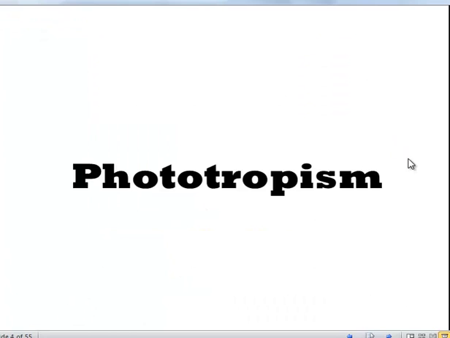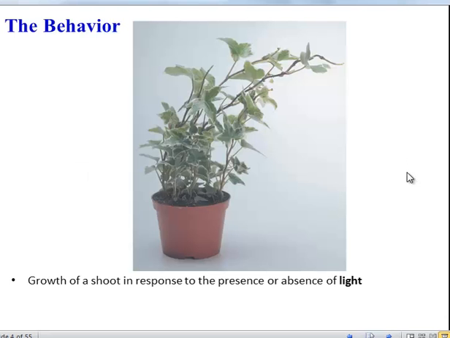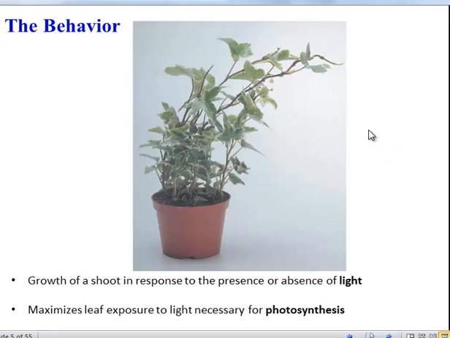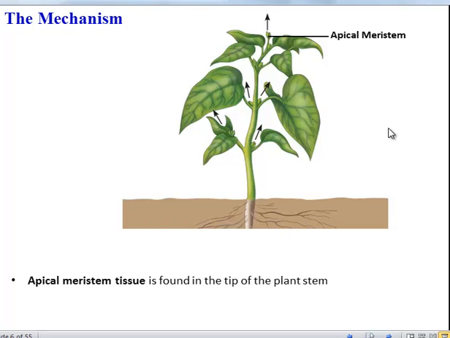The first behavior we're going to look at is phototropism, which we've studied in the past, so we won't spend long on it. Phototropism is simply the growth of a shoot in response to the presence or absence of light. In many cases, it's positive phototropism. Plants will usually grow towards light because this is adaptive. It maximizes the exposure of leaves to light so that they can perform photosynthesis. Now, what's the mechanism behind this behavior?